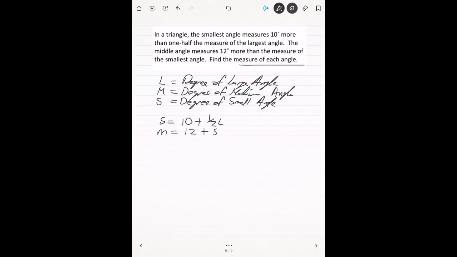Oh, but here's a problem. We only have 2 equations. We need 3. You have to have 3 equations to solve for the 3 variables. So what else can we do? We ran out of descriptions. Those were the only descriptions here.